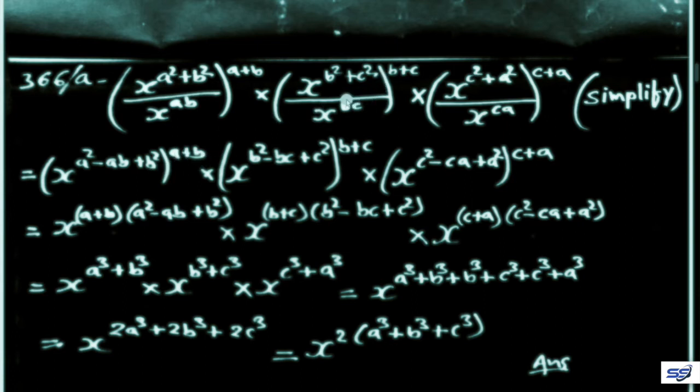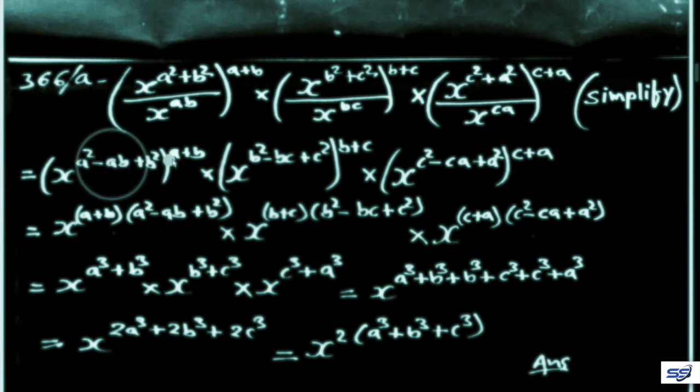Again here x power b square minus bc, this minus bc comes from the bottom one, bc comes up as a minus, minus bc plus c square whole power b plus c. Here x power c square minus ca plus a square, minus ca comes from here, bottom power ca comes up as a minus, c square minus ca plus a square whole power c plus a.